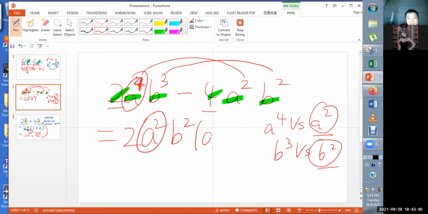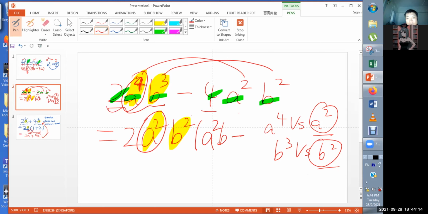So how many A you left with? You have A to the power of 4, you take out A to the power of 2 already, so you still have 2. Then again, B to the power of 3. You take out B to the power of 2 already. How many B you left? 1. Yes. So the first one here, done.